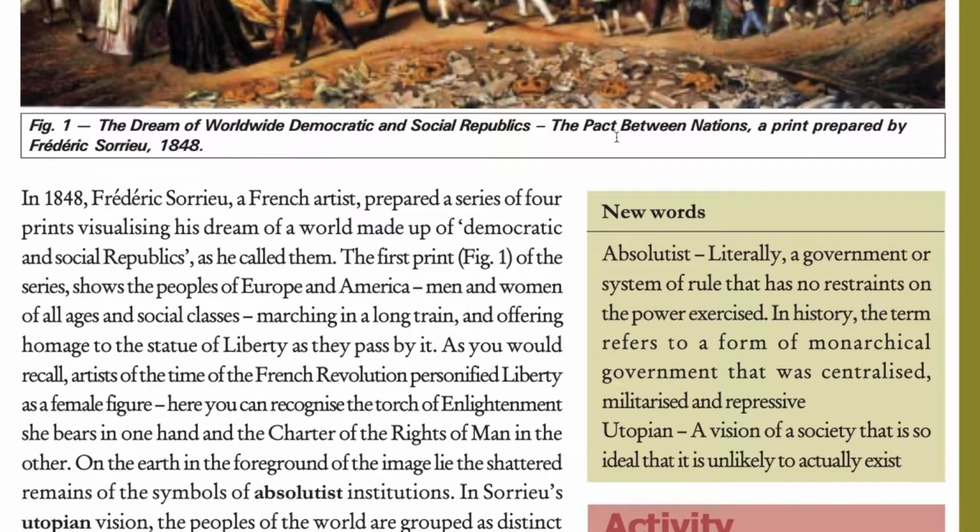The first print of this series shows the people of Europe and America, men and women of all ages and social classes, marching in a long train and offering homage to the Statue of Liberty as they pass by it. As you would recall, artists of the time of the French Revolution personified liberty as a female figure. Here you can recognize the torch of enlightenment she bears in one hand and the Charter of the Rights of Man in the other. On the earth, in the foreground of this image, lie the shattered remains of symbols of absolutist institutions.